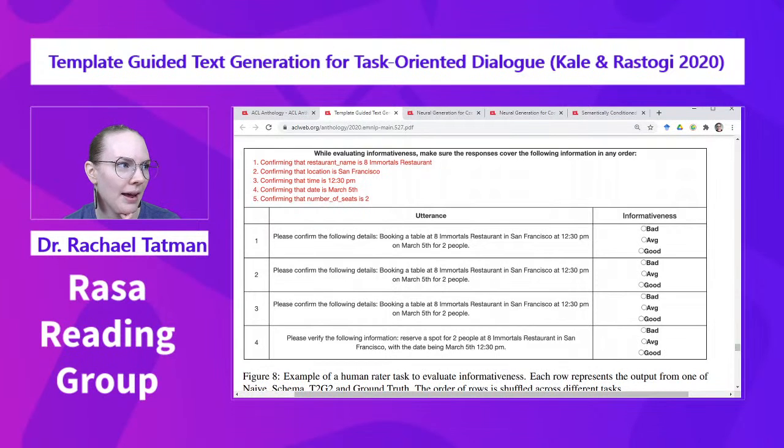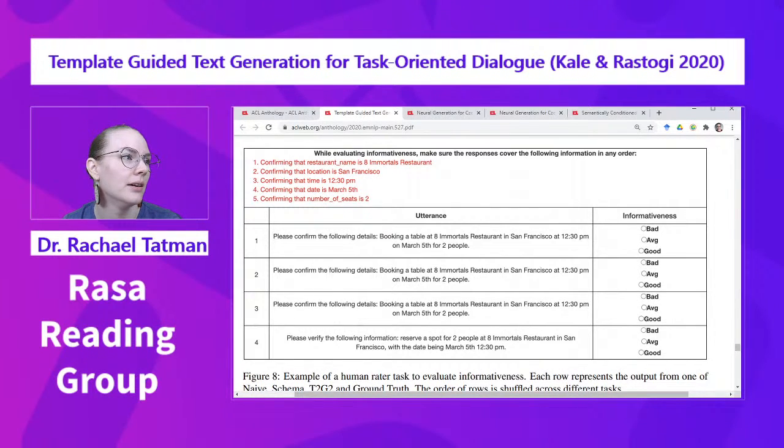I would not have used bad, average, good here, right? Because that's like a... I would probably have done all, some, few, or none in terms of the slots that were generated correctly, right? Because what would be good here if you were rating this? Would it be good if all the slots were correct? Would it be good if 4 out of 5 of the slots were correct? I don't love this task design.